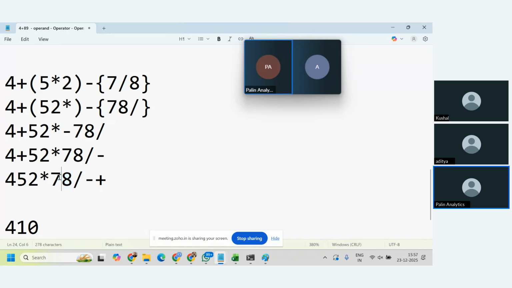Let me take some other numbers over here. Let's do 16.